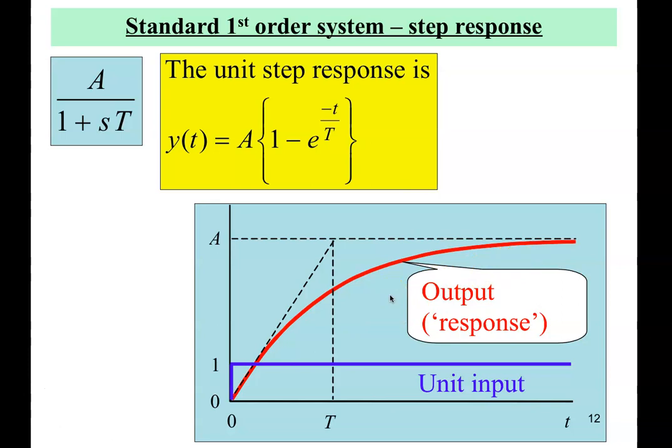So the two parameters of a first order system: DC gain tells you about the steady state value, DC gain times the input. Time constant tells you how fast your system gets to 63% of the final value. The transition always follows an exponential function, as you can see in the yellow block on the top. This block is the general solution of a standard first order system, the standard output format.